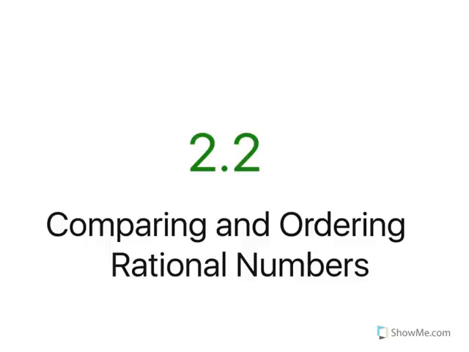Actually, let's go over what the word rational number is. A rational number is a number that can be changed into a fraction or into a decimal easily.